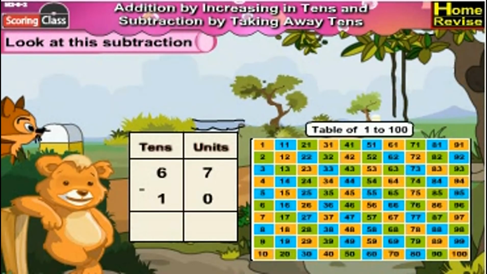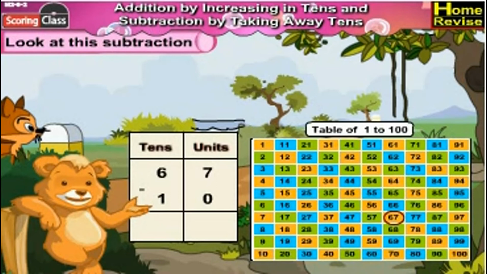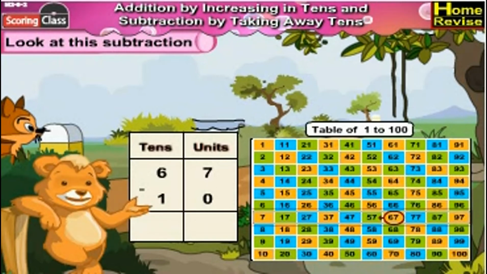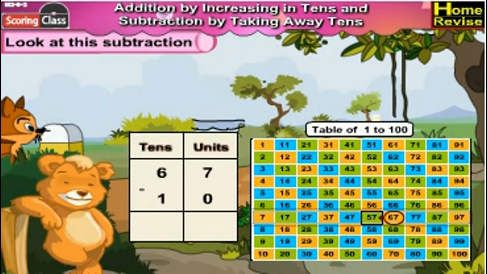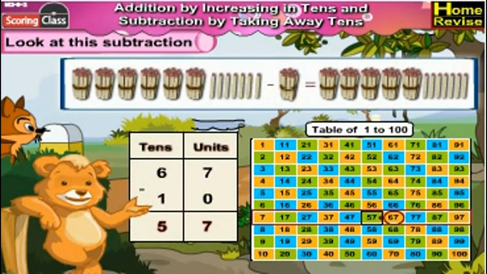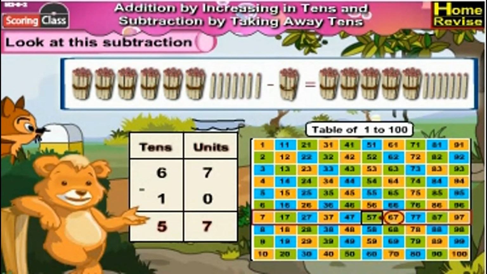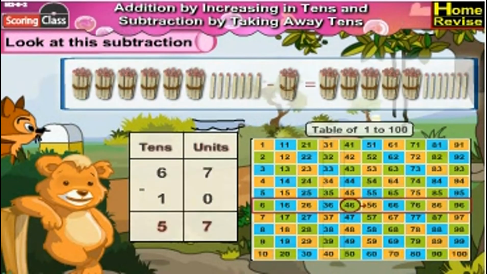Now the next sum, 67 minus 10. Here is number 67. Now, the answer for 67 minus 10 would be in the previous column of the same row, and that is 57. So, 67 minus 10 is 57, and that is the correct answer as 1 ten is subtracted from 67. Earlier we had 6 tens and now we have 5 tens.